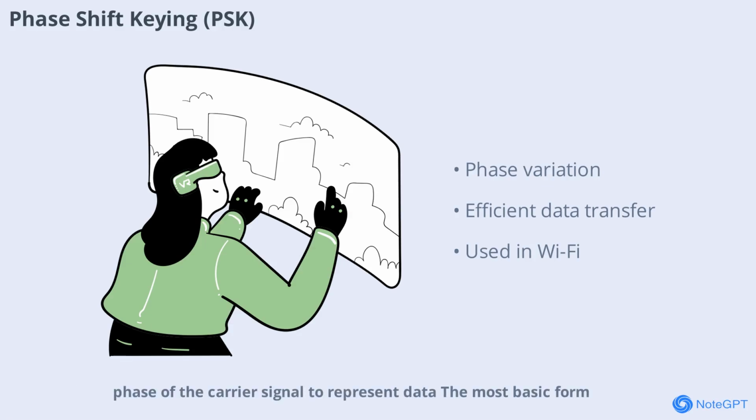The most basic form, binary phase shift keying (BPSK), uses two phases to represent binary 0 and 1. PSK is highly efficient and less susceptible to noise, making it ideal for high-speed data transmission. It's commonly used in wireless communication, satellite links, and Wi-Fi networks.